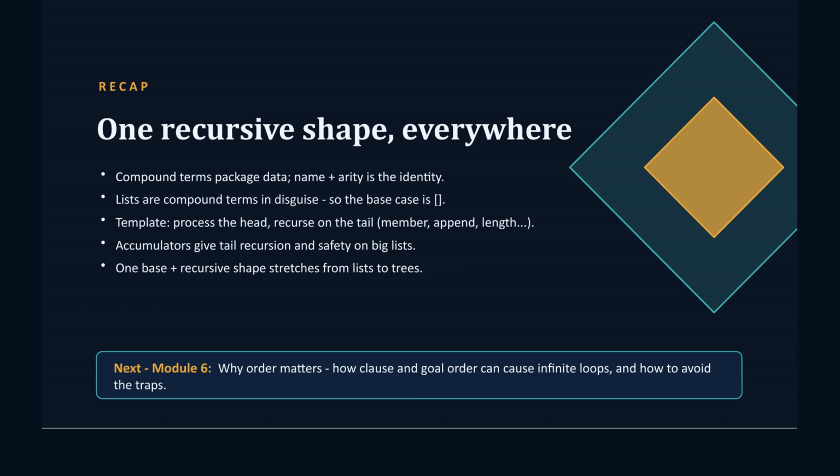Next time, in Module 6, we will see why order matters, how the arrangement of your clauses and goals can send Prolog into an infinite loop, and how to avoid the traps.